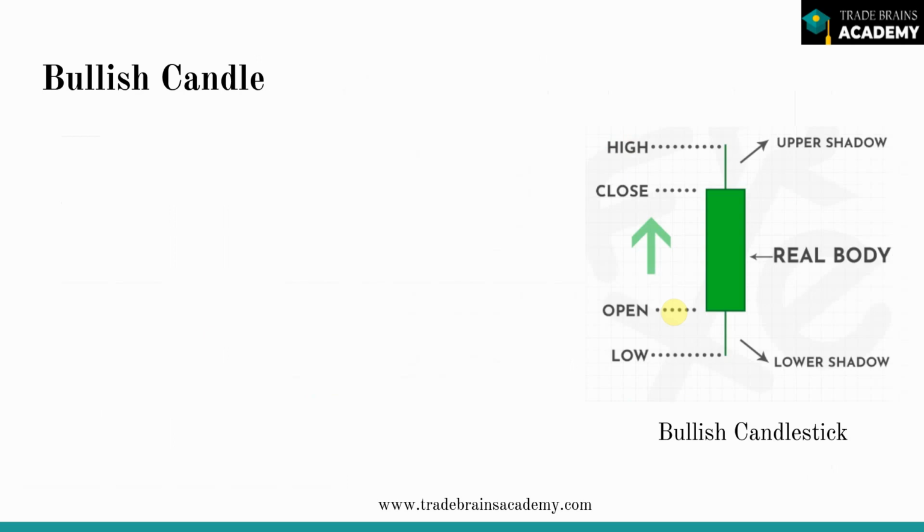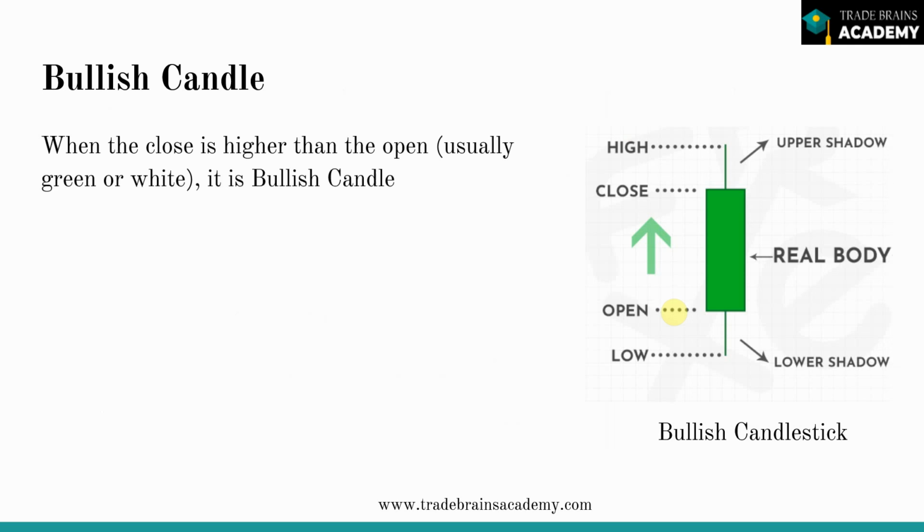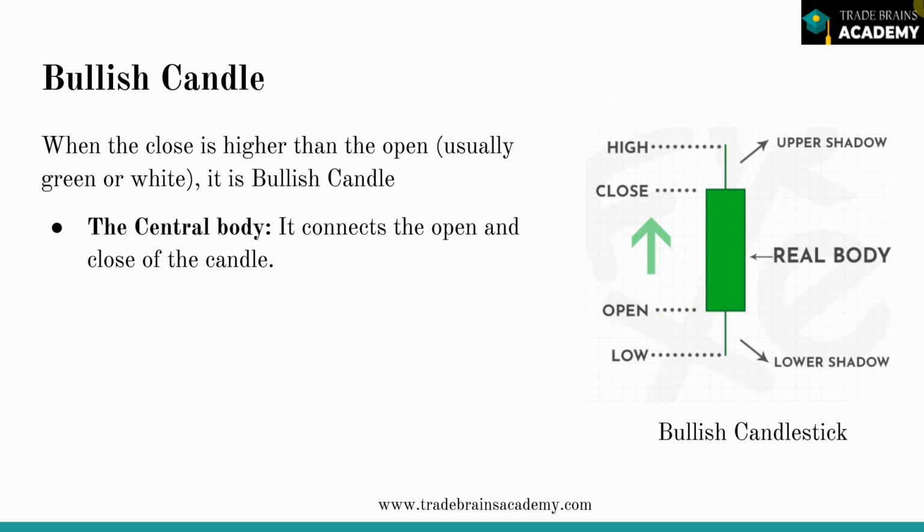Now, this is how a bullish candle looks. A bullish candle usually looks green in color. What are the major things to understand? When the close is higher than the open, it usually means a bullish candle. A bullish candle can be a green candle or a white candle. In the picture on the right-hand side, the close of the candle is above the open, which means the market opened here and closed above it, so it's a green or bullish candle. And what is the central body of a candle? The part which connects the close of the candle to the open of the candle, this central green part, is called the central body.